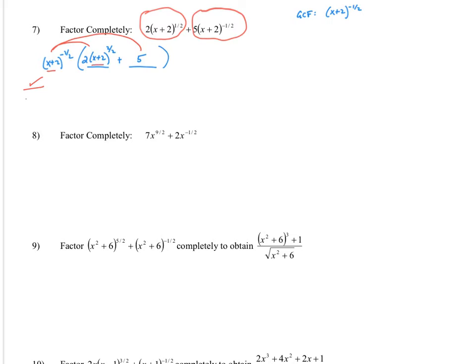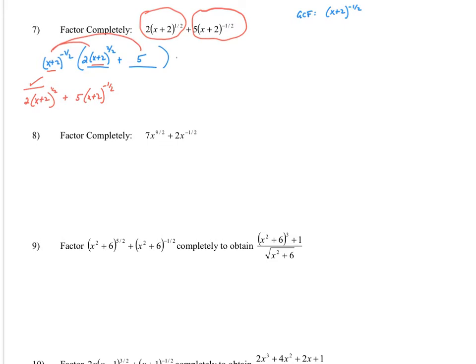So if we distribute, we have 2 times x plus 2, that's the same base. Add the exponents, negative 1/2 plus 2/2 is 1/2. Continue to distribute, and we'll have 5 times x plus 2 to the negative 1/2. That's what we started with, so that means that we're doing it right.